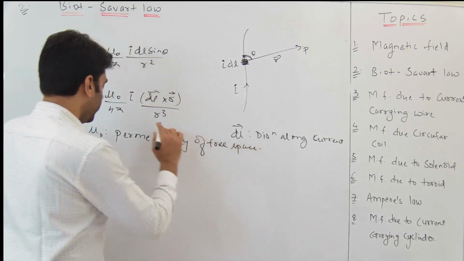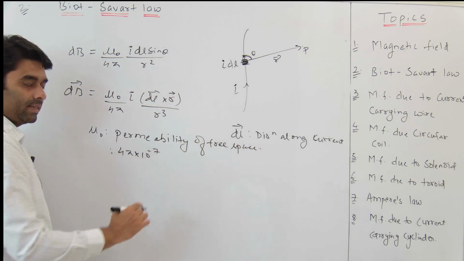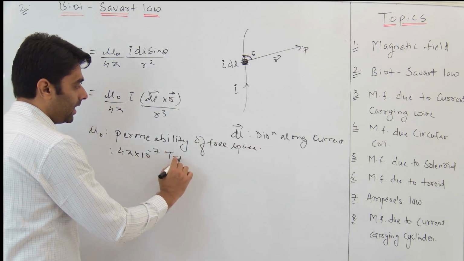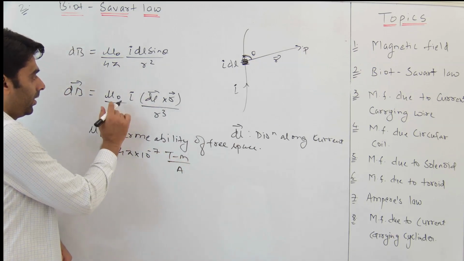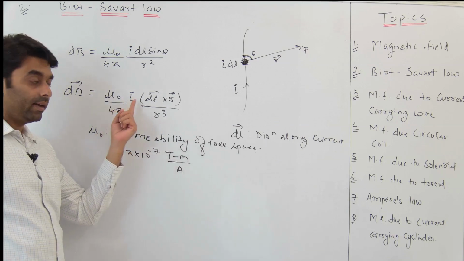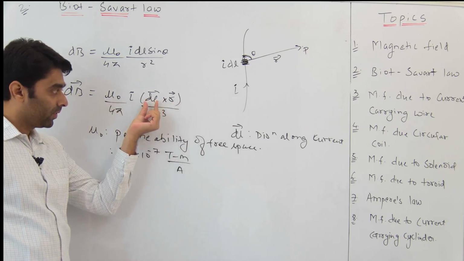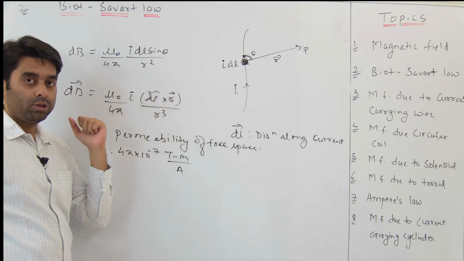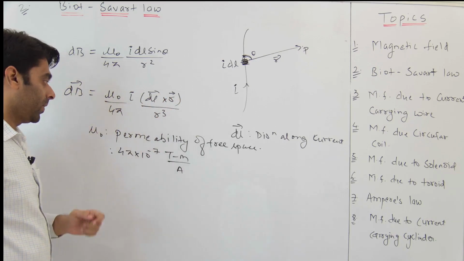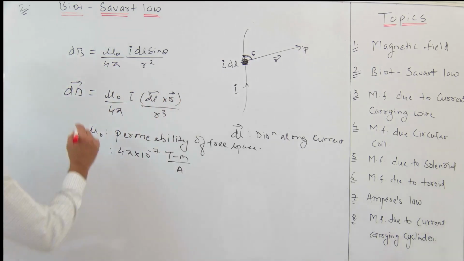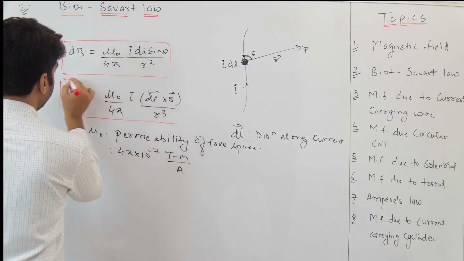And its value, mu naught value, is 4 pi into 10 power minus 7 unit Tesla meter by ampere, right? Mu naught by 4 pi, I is the current, dl cross r. In vector form, this is the cross product of your length vector and your position vector. So dl cross r by r cube. This is in vector form, right? Now over here, we have this relation. This is Biot-Savart law in vector form.